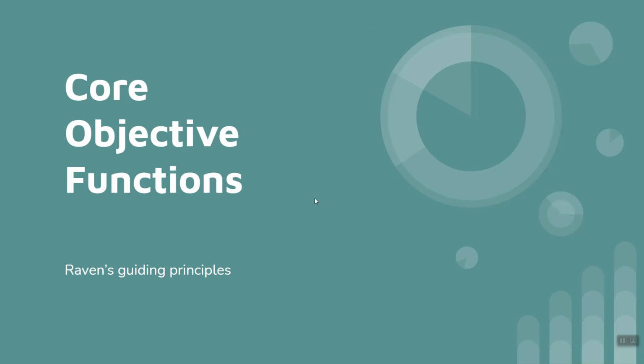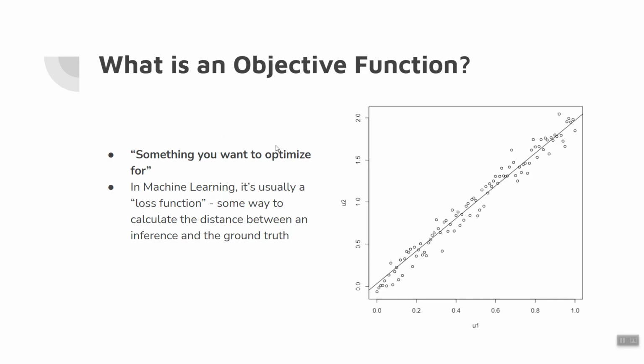Today I wanted to cover the core objective functions. These are Raven's guiding principles. So first, I need to answer the question, what is an objective function? Put simply, an objective function is something that you want to optimize for. In machine learning, it's typically what you call a loss function, which is some way to calculate the distance between an inference and the ground truth. It's something that you want to optimize for.